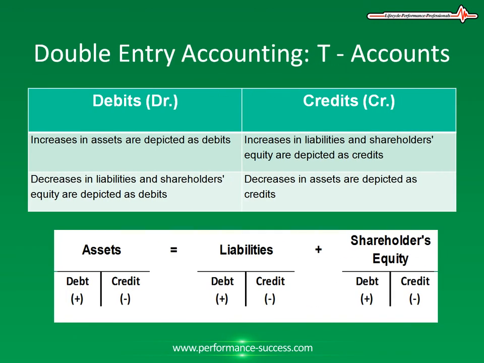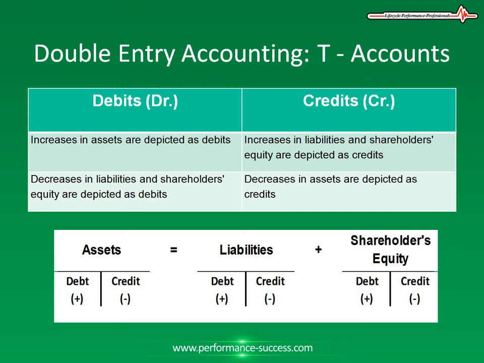T accounts. Double entry accounting is depicted through the use of a T account, named for its resemblance of the letter T in analyzing transactions. And if you look at a T account, you normally have the debits on the left, and the credits on the right.